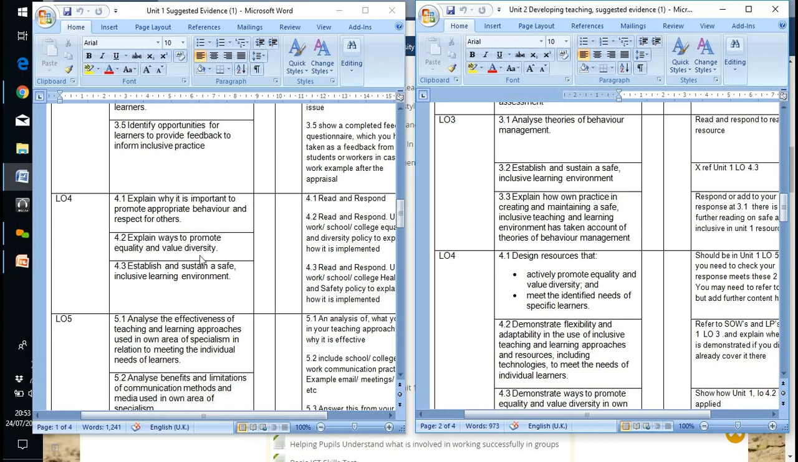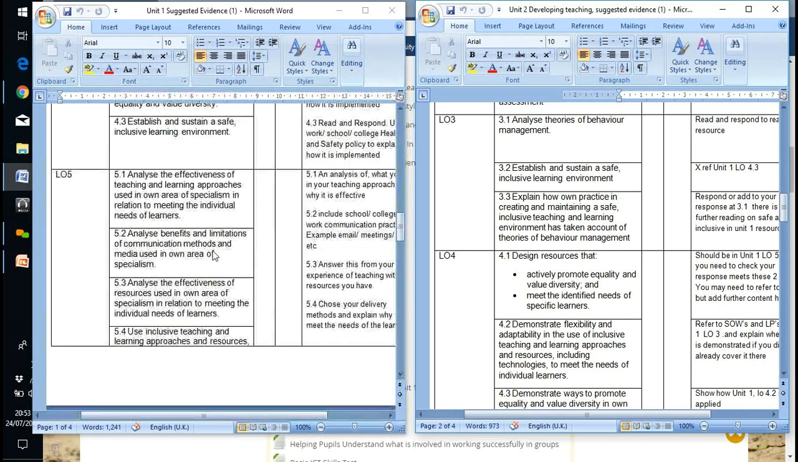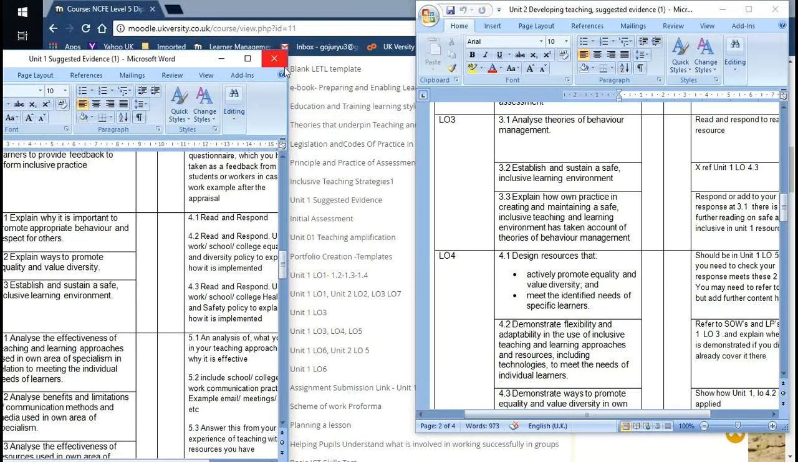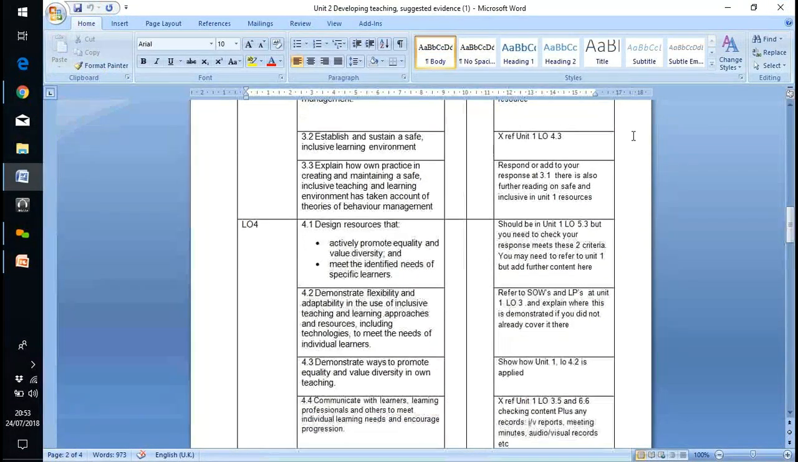4.2 is explain ways to promote equality and value diversity, which is not the same. So it changes slightly again, you see. Again, establish and maintain. And then it moved into 5. Where I put those on, they are pretty clear about what it actually says. Where it says exactly the same thing, then you can use the same evidence for that.